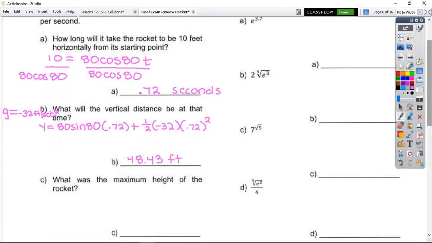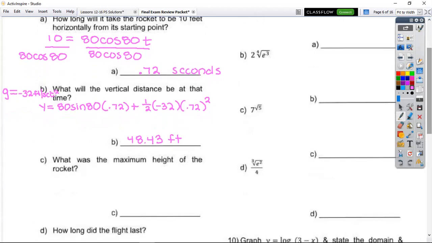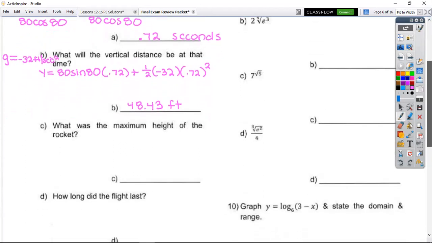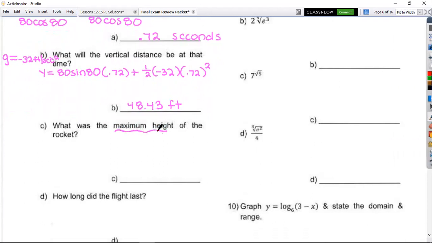All right, your next part. So same question, just part C. What is going to be the maximum height of the rocket? So when we did these, they were from chapter 8. The maximum height is when you had to take the derivative. So we're going to do the derivative of your y equals equation.